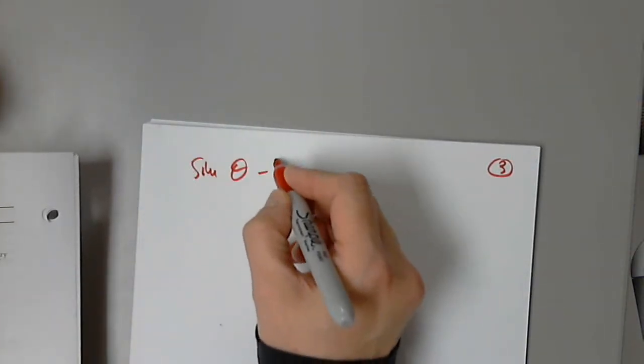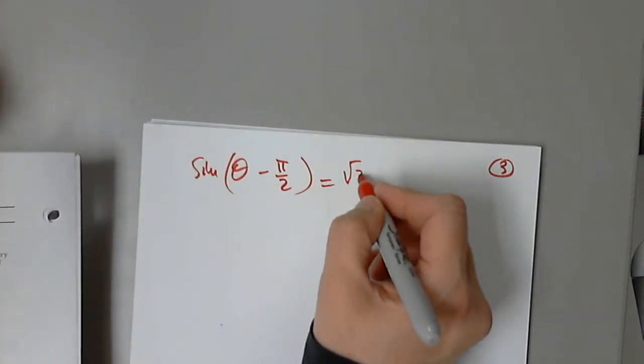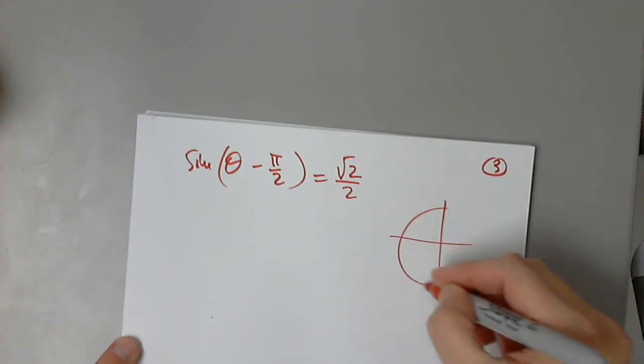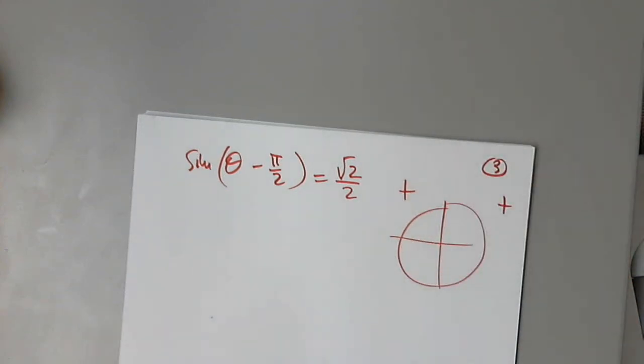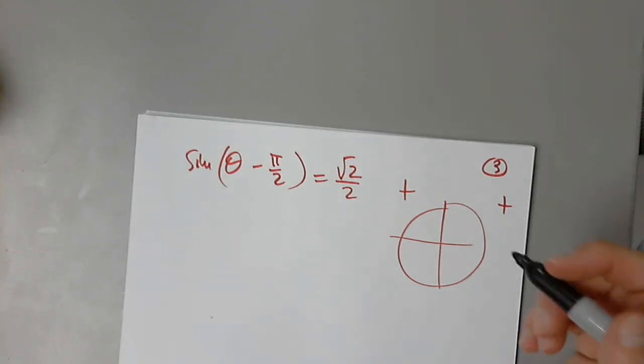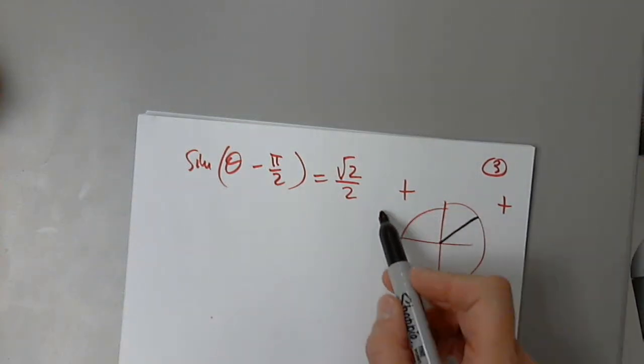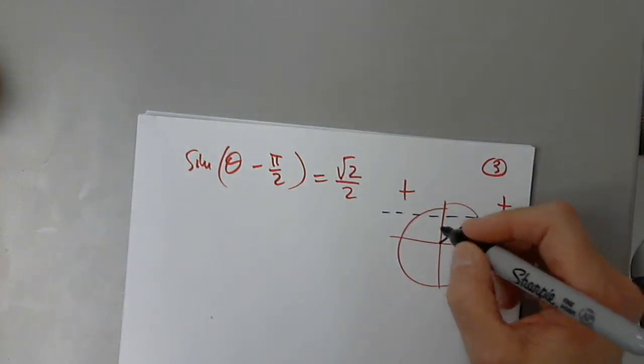So, sine of theta minus pi over 2 equals the square root of 2 over 2. This is the trig equation. Sine of an angle is positive. Back to the unit circle. Sine is positive in the first and the second quadrants. Can anyone give us the reference angle? Excellent. Indeed, pi over 4.